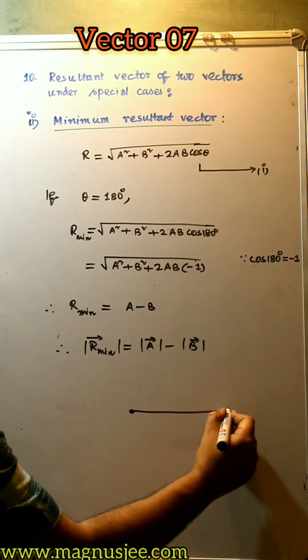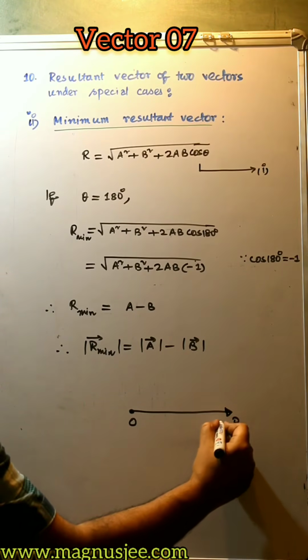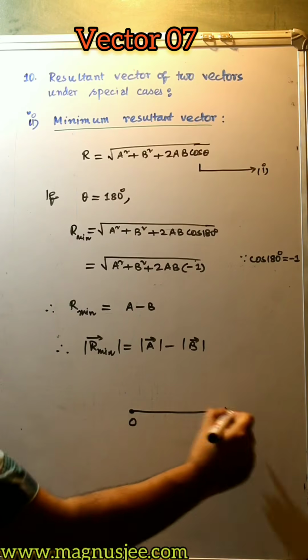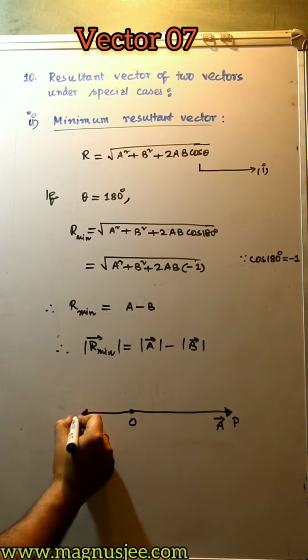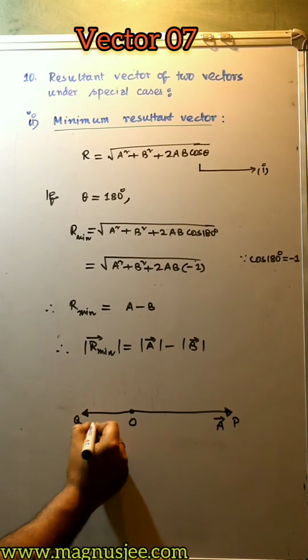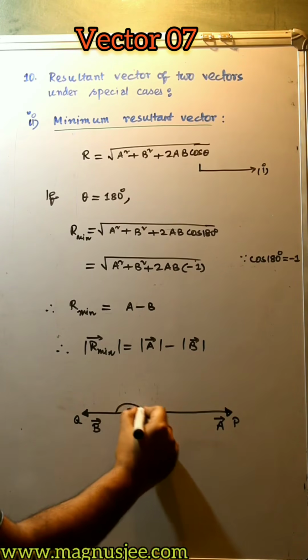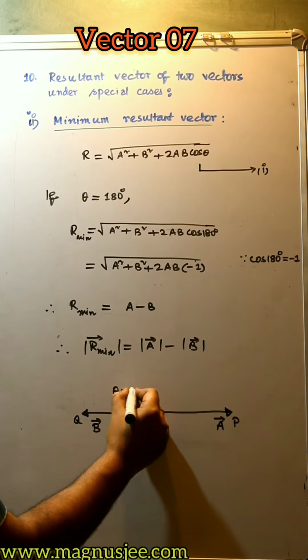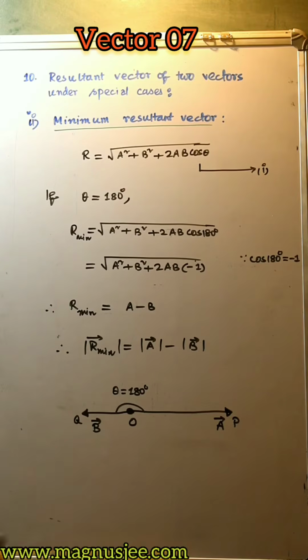If we draw the diagram, vector A is acting towards the right, and vector A is represented in magnitude and direction by the straight line OP, and vector B is acting in the opposite direction from the same point, and vector B is represented in magnitude and direction by the straight line OQ. O is a common point, and the angle between the two vectors is 180 degrees. That means the two vectors are opposite to each other.